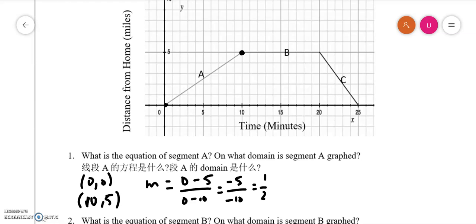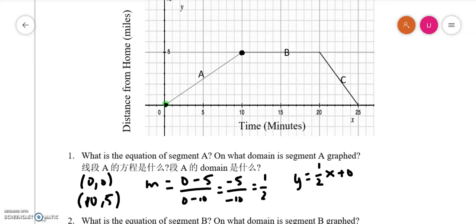So there's our slope, and we can get our y-intercept, and we actually have our y-intercept in this case because we have a point on the y-axis. So this segment is a little bit easier than the other segments. So the equation of this segment, y equals 1/2 x, and our y-intercept is 0. So that takes care of the first half of this question.